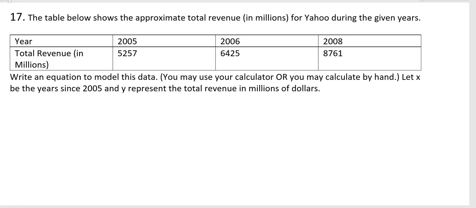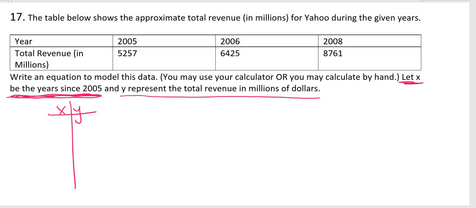Number 17, you may do this by hand or with the calculator. Be careful. It says, let x be the year since 2005, okay? It does not say let x be the year. It's already been defined for you, and it says y is the total revenue. So let's make a quick table. Since it's year since 2005, it's going to be 0, 1, and 3, okay? Because we have 2006 minus 2005 is 1, and 2008 minus 2005 is 3.